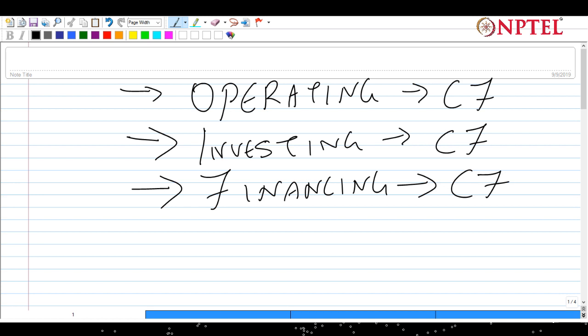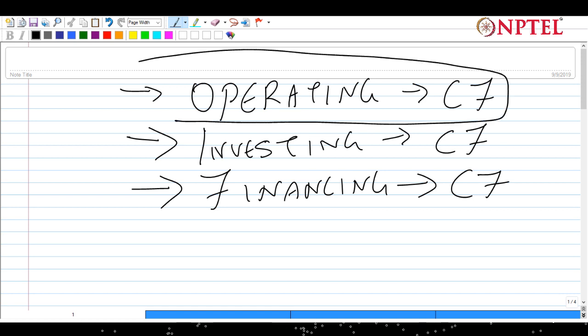When we talk about operating, it pertains to any money received or paid with regard to your core operations, your core activity. Supposing you are a manufacturing enterprise, any money that comes in or goes out because of a manufacturing activity will fall into this.